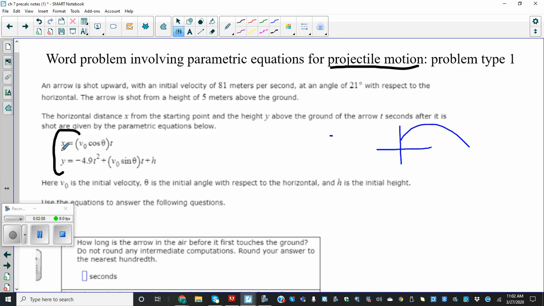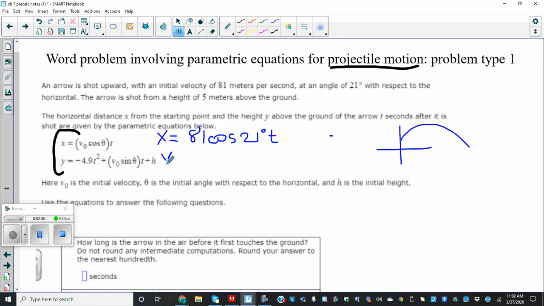Here we go. We need two equations in parametric mode like we've been talking about. So this first one is x equals, now V0 is the velocity, 81. And then we're going to have the word cosine there. And then we're going to put our angle, which is 21 degrees. And then we're going to put the t at the back. T stands for time. T is saved for time, and it's usually in seconds.